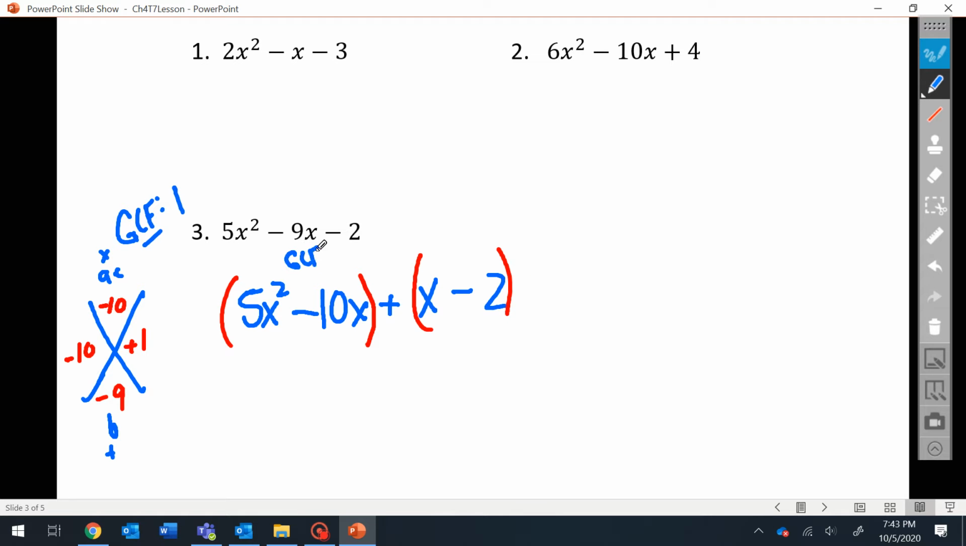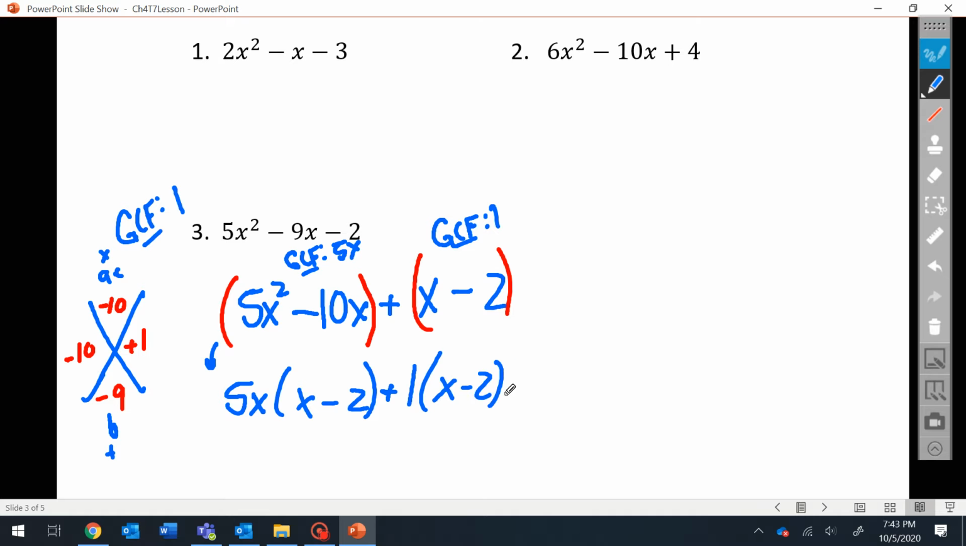So the GCF of the first group is 5x, and the GCF of the second group is 1. Since I'm doing grouping, I do need to factor out that 1. So if I factor out the GCF from the first group, 5x, I'm left with x minus 2. And if I factor out the 1 from the second group, I'm left with x minus 2.